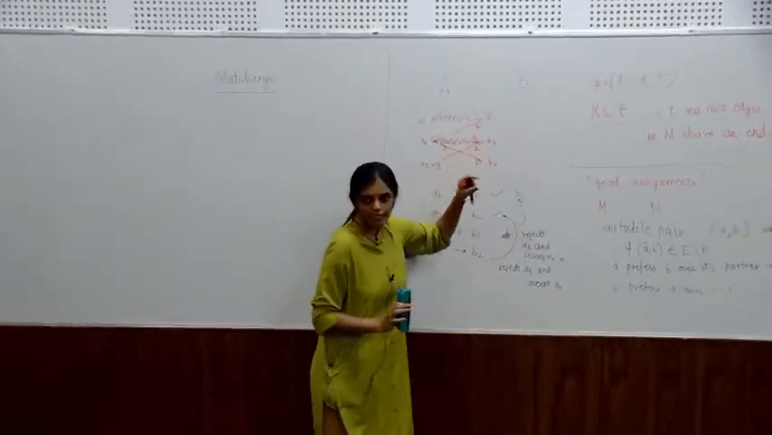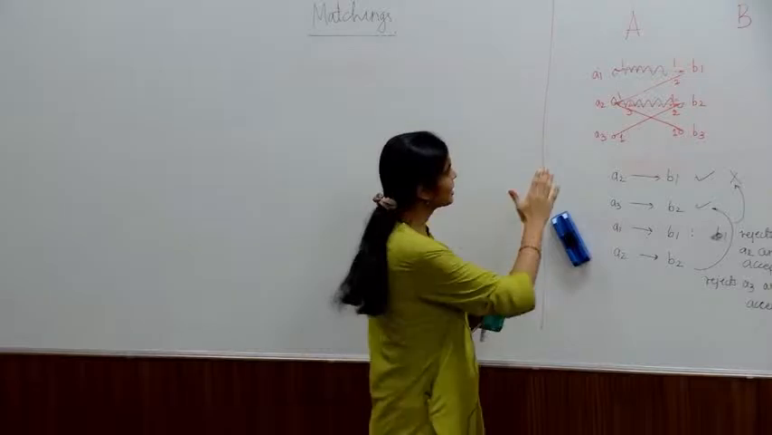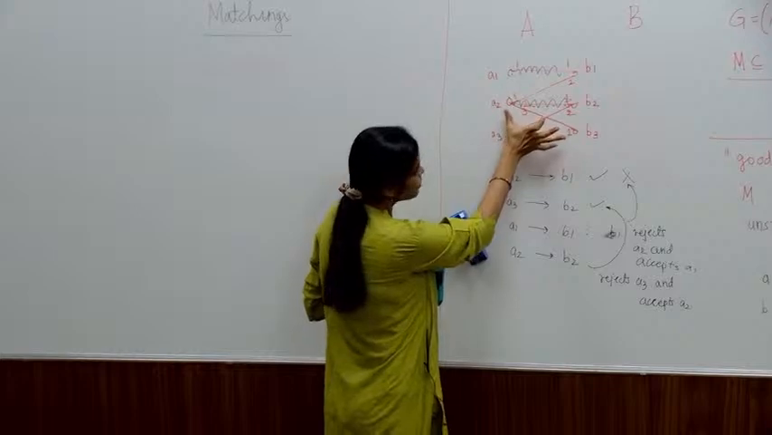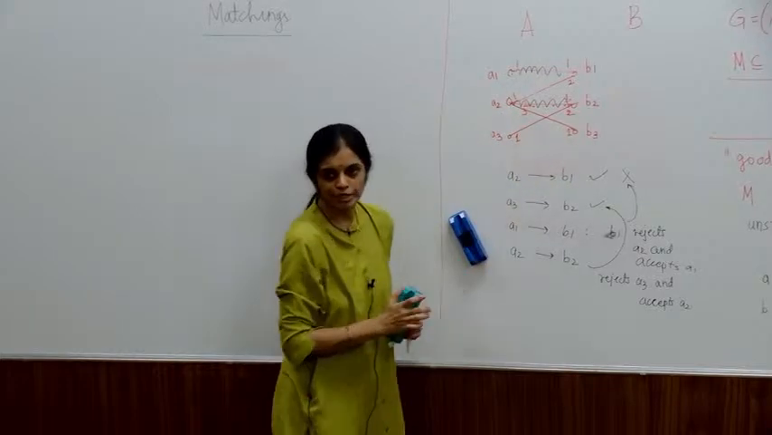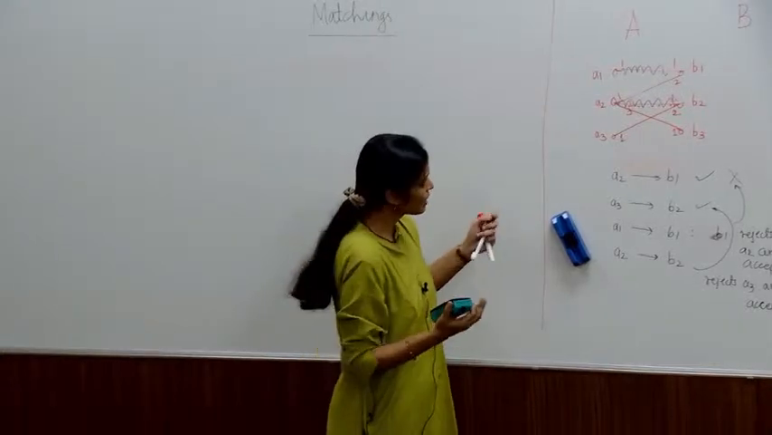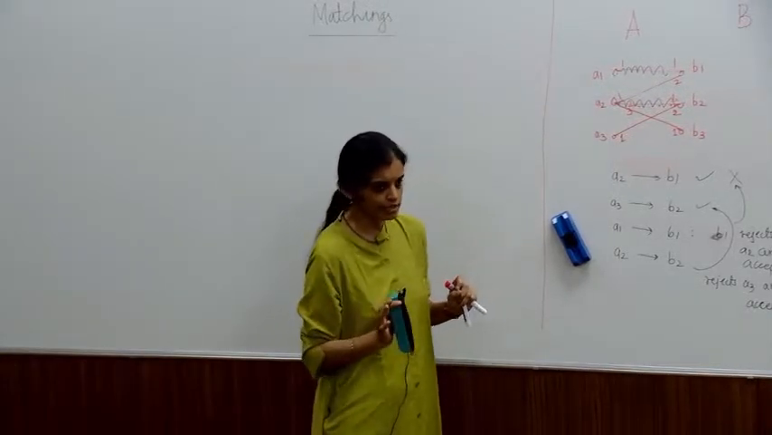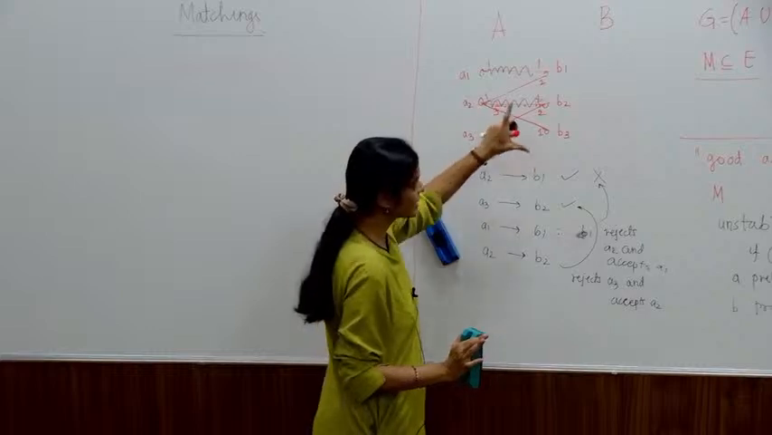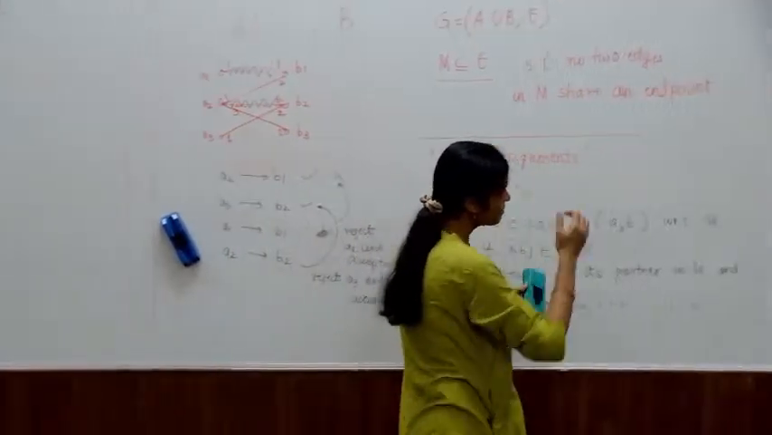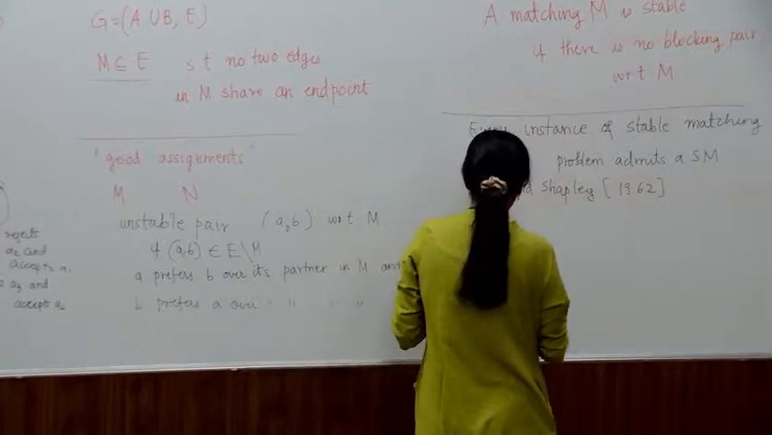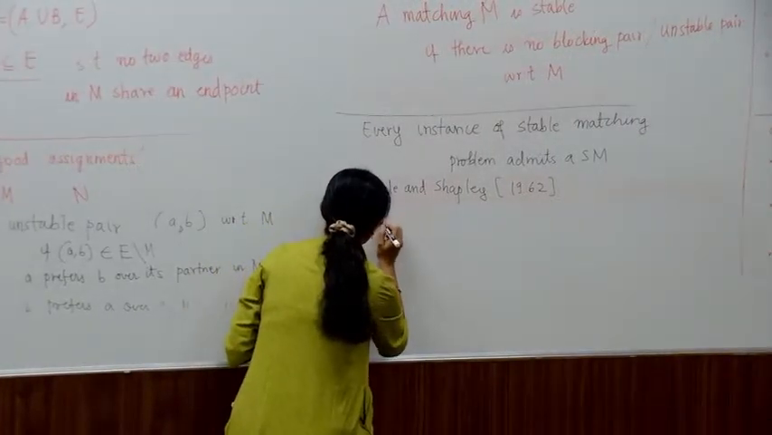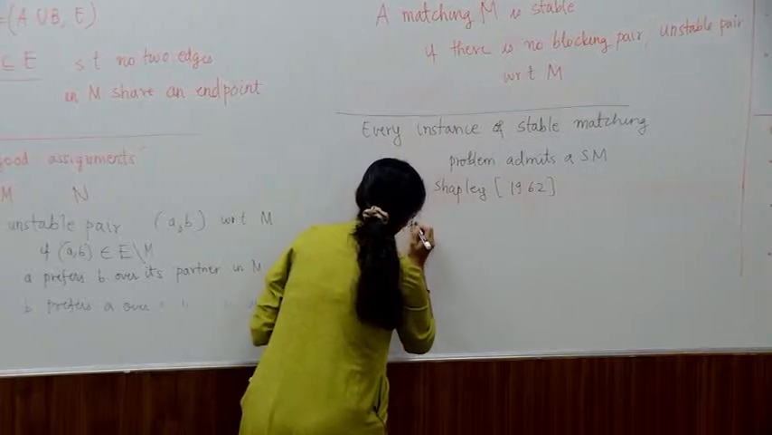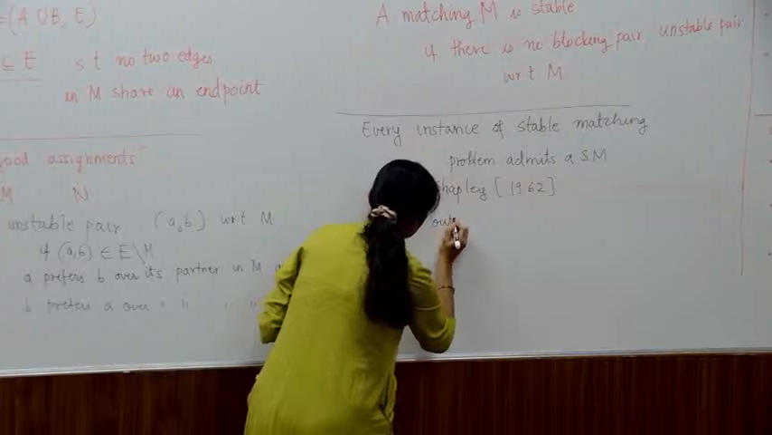It should also be clear that the algorithm always terminates because every edge is visited at most once. In fact, as you may have noticed, A2 never made an application along the edge A2, B3. So some edges may not be explored, and therefore we certainly get an assignment. This algorithm terminates and we get a matching. Now our goal is to show that the algorithm outputs a stable matching.